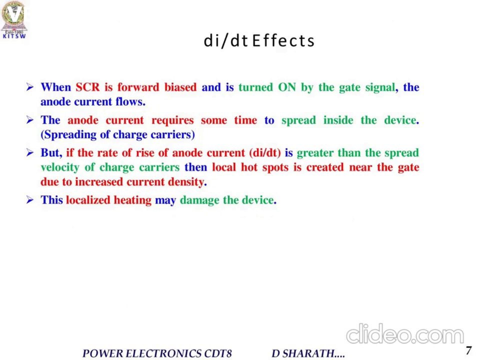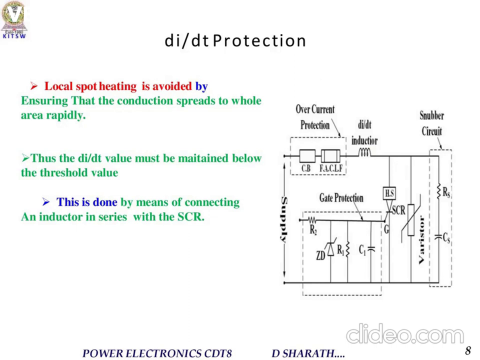Coming to di by dt effects: when the SCR is forward biased and turned on by the gate signal, the anode current flows. The anode current requires some time to spread inside the device. But if the rate of rise of anode current is greater than the spread velocity of charge carriers, a local hot spot is created near the gate due to increased current density. This localized heating may damage the device. For di by dt protection, this local spot is avoided by ensuring that conduction spreads to the whole area rapidly. Thus, the di by dt value should be maintained below the threshold value.